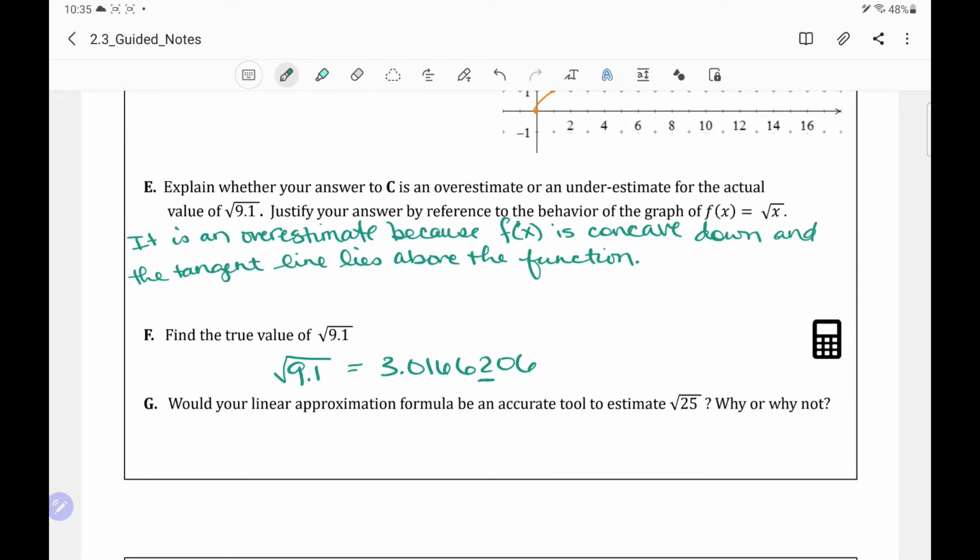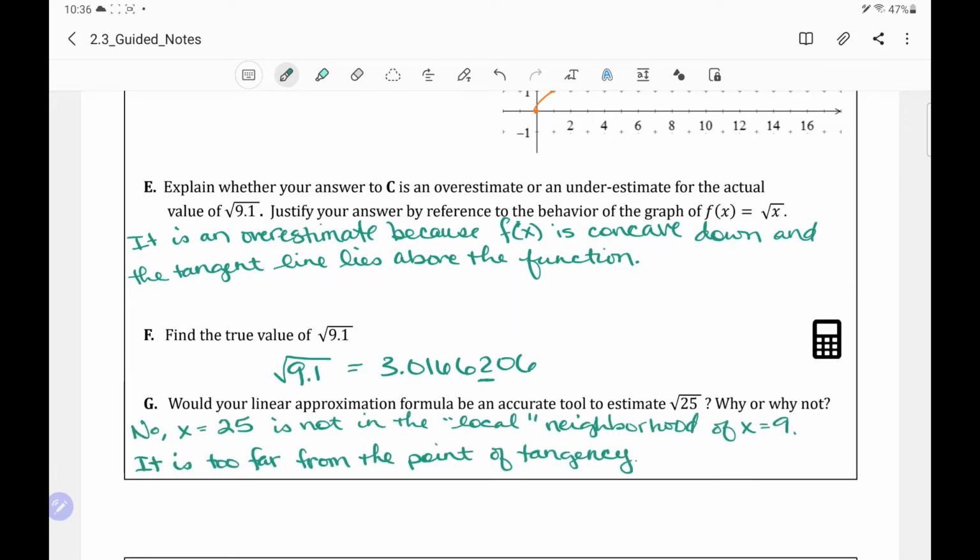Think about what was the original function, square root of x. Think about why did we do x as 9 or 9.1. Think about the whole point of this lesson, linear approximation, local linearity. Go back to the very beginning. There's vocabulary at the very beginning of lesson 3. Okay, here comes my answer.